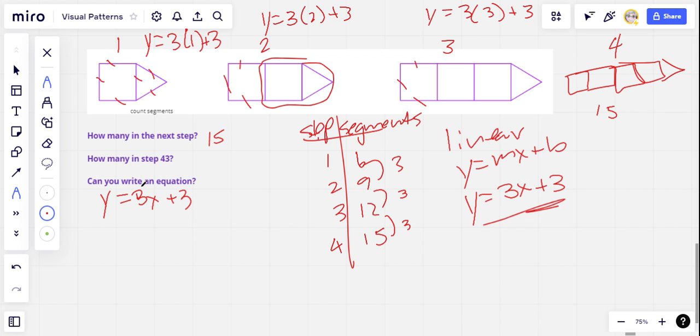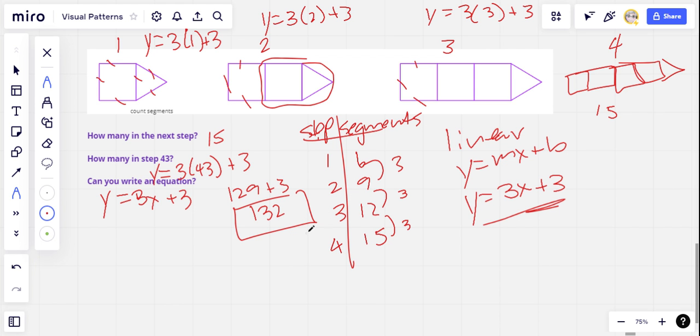Once we've got an equation, we can use that to calculate the number of segments in step 43. So y equals 3 times 43 plus 3. And 3 times 43, well, 3 times 40 would be 120. 3 times 3 is 9, so it's 129. Plus 3 more would be 132 line segments in step number 43.